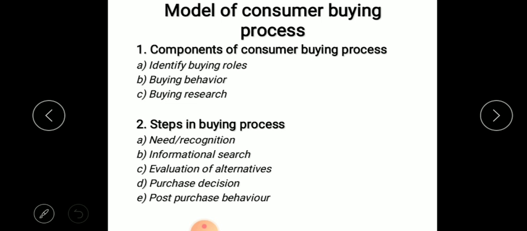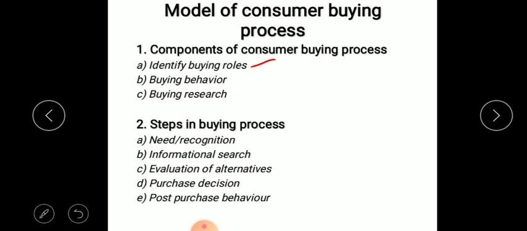So consumer buying process can be divided into two main steps, that is components of consumer buying process and steps in buying process. That is, this is consumer buying process, 5 steps, and these are the buying process or components. What are the components in consumer buying process? So these two things we are going to study in this.